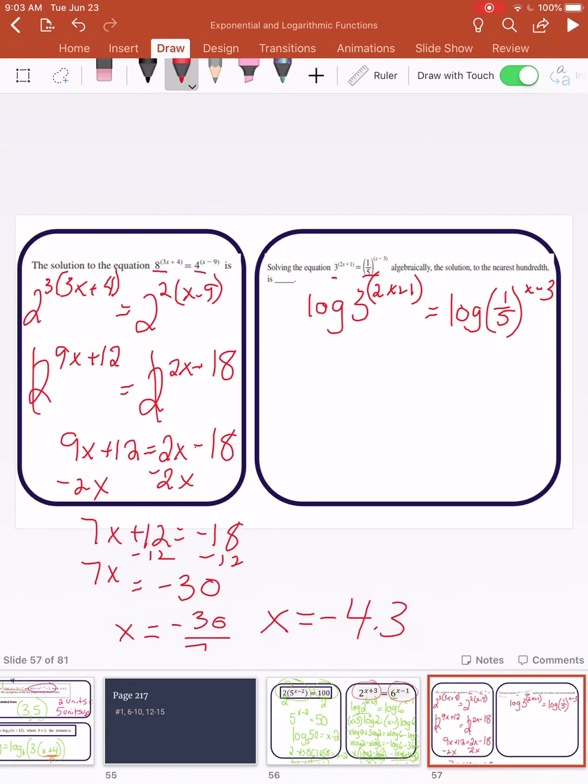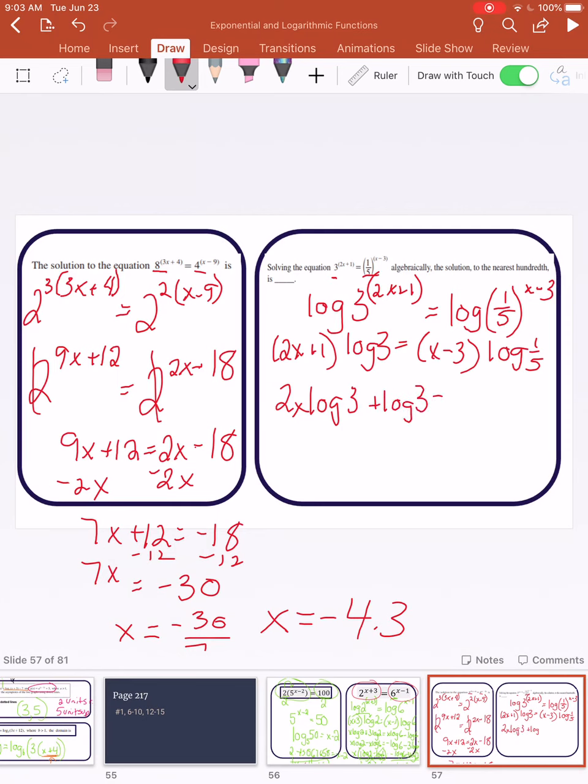Then we use log laws. So here, my log law, I'm bringing that exponent forward. And over here, I'm bringing my exponent forward. Okay, and then I'm going to distribute that coefficient. So I end up with 2x log 3 plus log 3 equals x log 1/5 minus 3 log 1/5. Okay, and then I can bring my x's to the same side. So I'm going to go ahead and subtract this x log 1 over 5 over to the left.